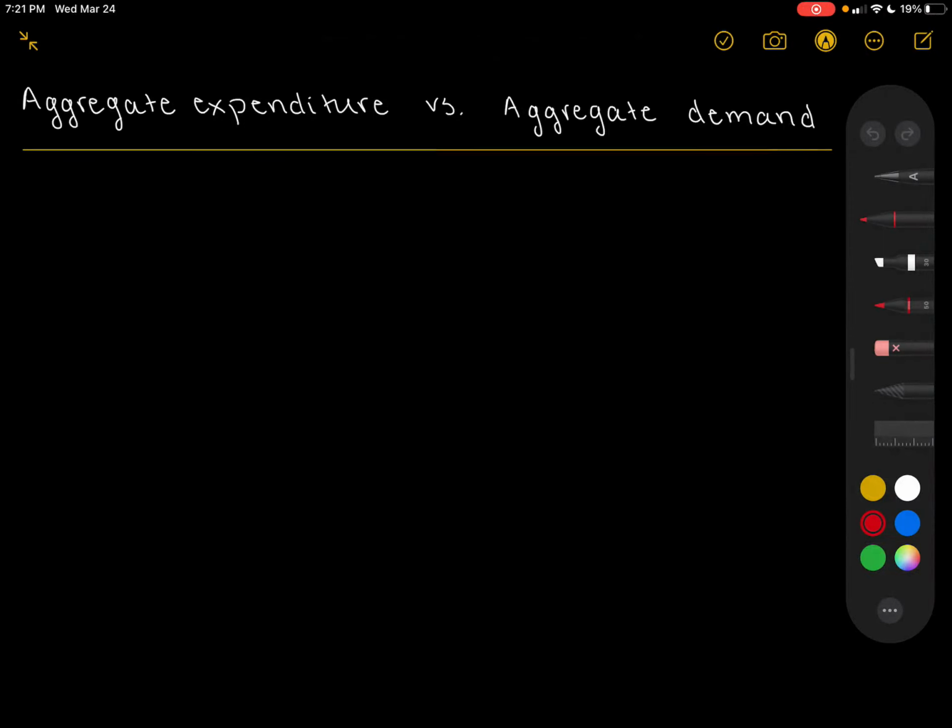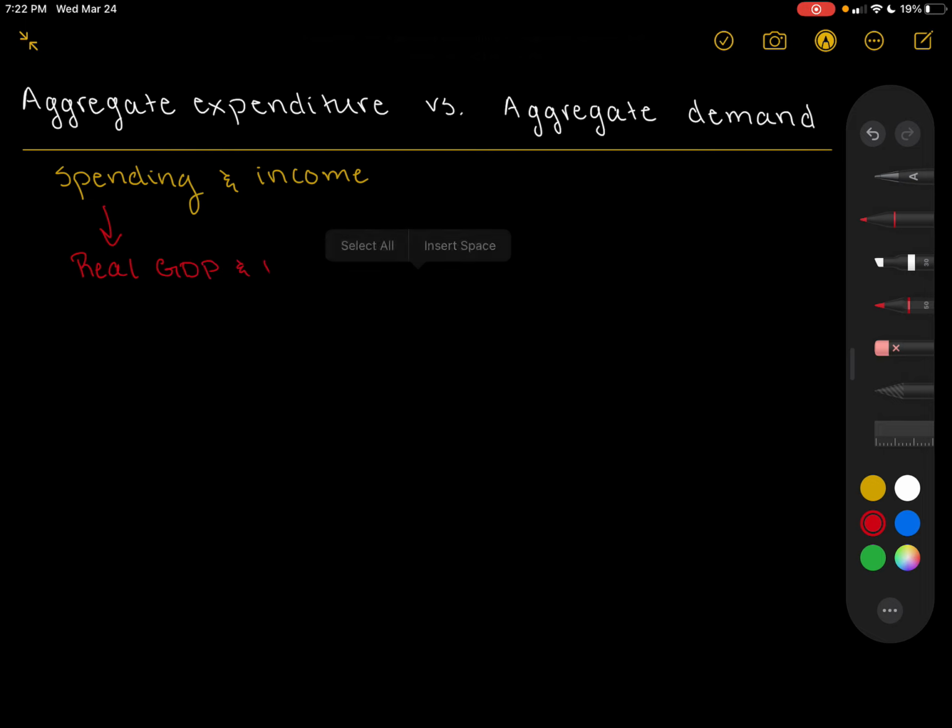Let's explain the difference between aggregate expenditure and aggregate demand. And the differences here really lie in what the relationship is for each one of them. So aggregate expenditure is explained by a relationship between spending and income. We could also consider this spending as GDP or real GDP. So we can say that the relationship for aggregate expenditure is between real GDP and income.